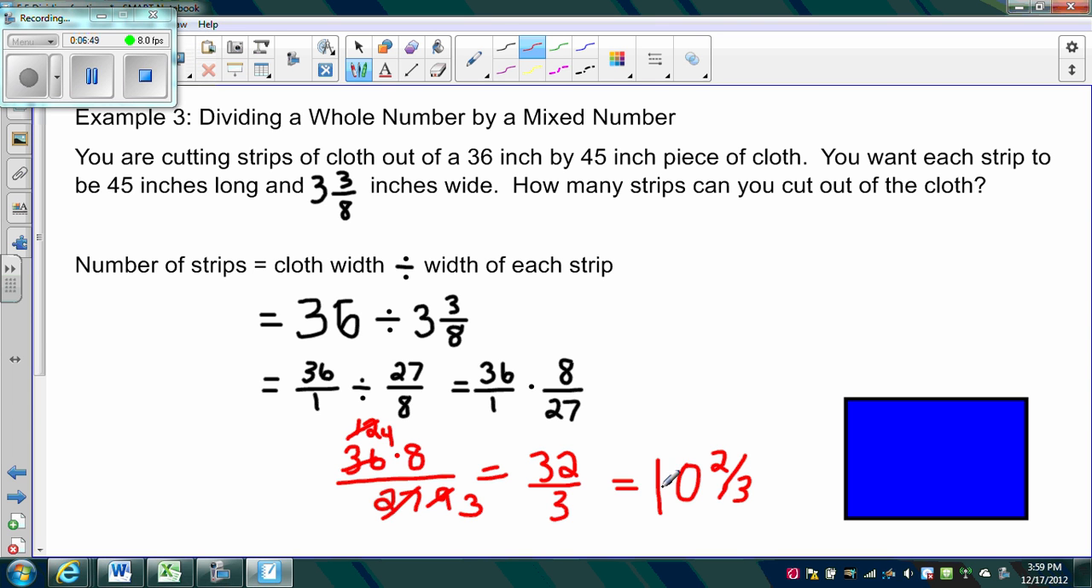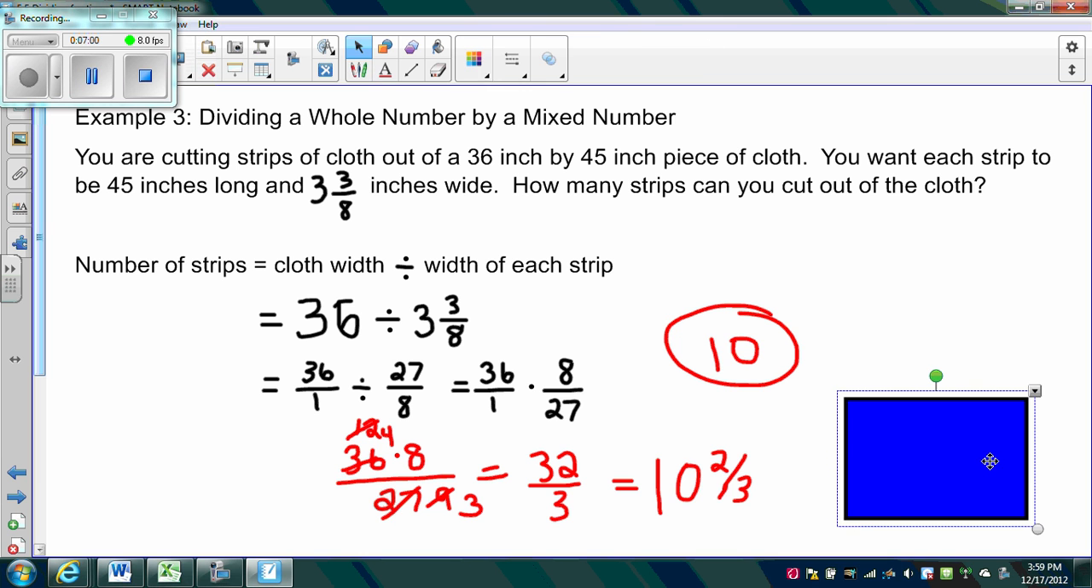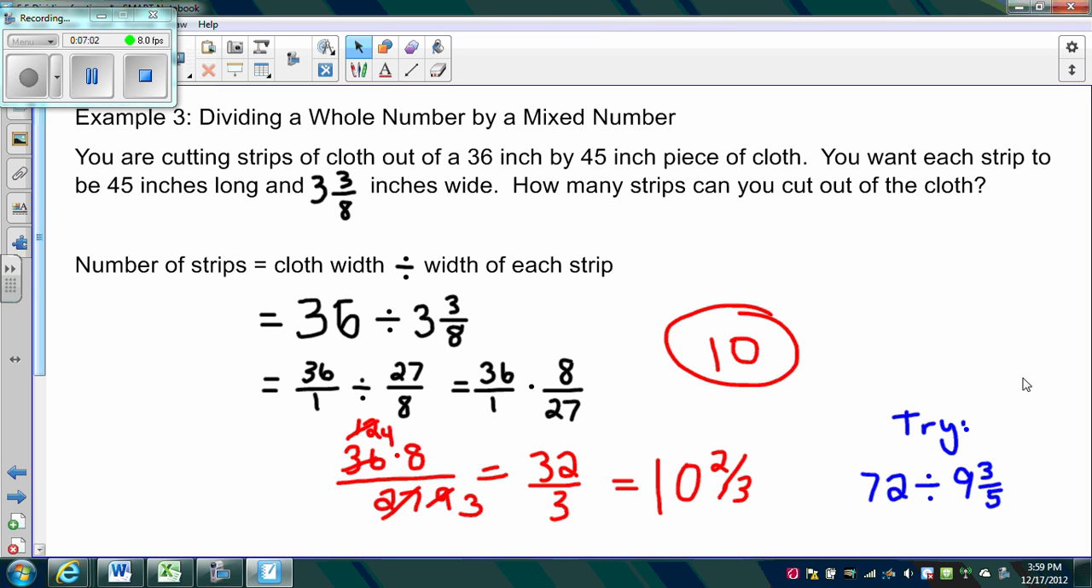So really we can only get 10 in the size we need because this is a remainder and it's not enough. So 10. So I want you to go ahead and try this problem, 72 divided by 9 3/5, using the same steps we've done before. And that's all for this lesson. So go ahead and try this problem, and then make sure all your notes are written down in your Math Wheels notebook.